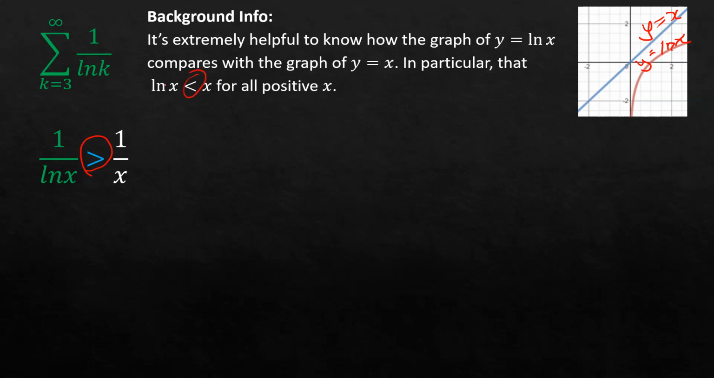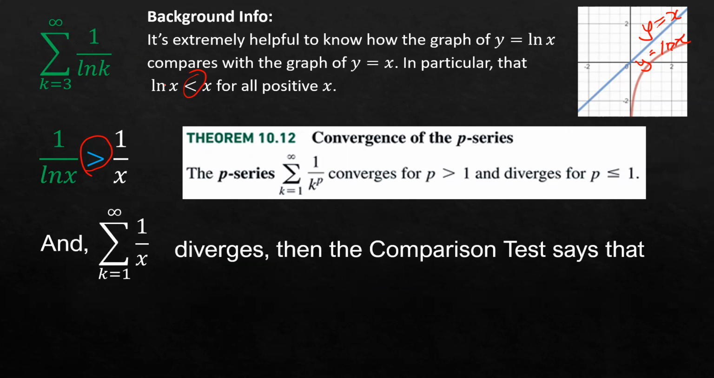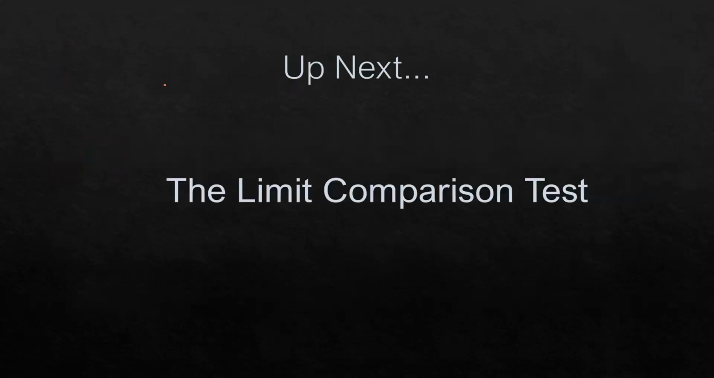So we have now established that the green series is actually larger than 1 over x. Isn't that a harmonic series? Or we would say a p-series with p equal to 1, and that diverges. So those two conditions satisfy the comparison test, and we say that our series will diverge also. And that is it for the comparison test. It works the same way as the integral comparison test.